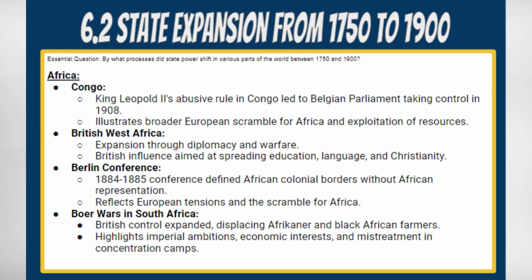Boer Wars in South Africa. British control expanded during the Boer Wars, absorbing settler colonies and displacing Afrikaner and Black African farmers. The conflicts showcased imperialist ambitions, economic interests, and mistreatment in concentration camps.